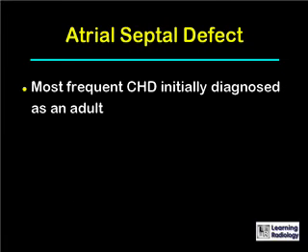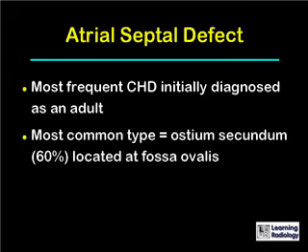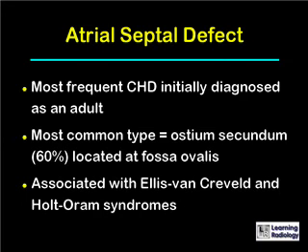Atrial septal defects are the most frequent congenital heart disease initially diagnosed as an adult. The most common type of atrial septal defect is an ostium secundum variety, located at the fossa ovalis. Atrial septal defects can be associated with Ellis-Van Creveld syndrome and Holt-Oram syndrome.